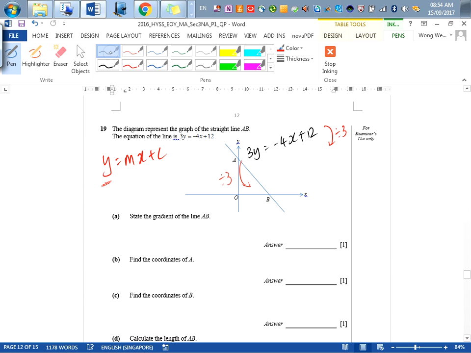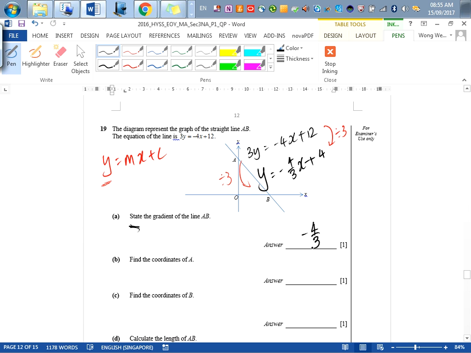And I will arrive at y equals 12 divided by 3, you get 4. Okay? So now, is it of the form y equals mx plus c? Can you tell me what's the gradient? Negative 4 over 3. And what is the y-intercept? 4. Yeah, that's it. So state the gradient. They didn't even ask you to calculate. You can just write down. So this is negative 4 over 3.